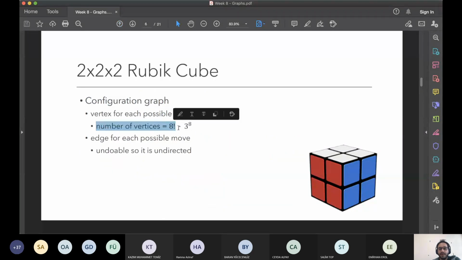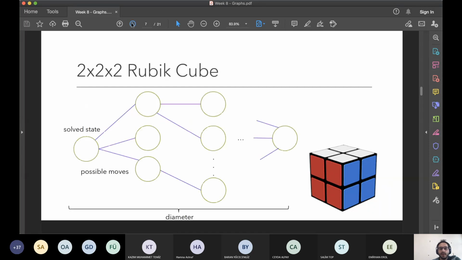There is some number of states for the Rubik's cube. It says it is 8 factorial times 3 to the 8, which is a very big number, more than 200 million. So there are 200 million states for just this 2 times 2 times 2 Rubik's cube. So in this graph, we would have this number of program states for solving the Rubik's cube. So how can we solve the Rubik's cube by using a graph?